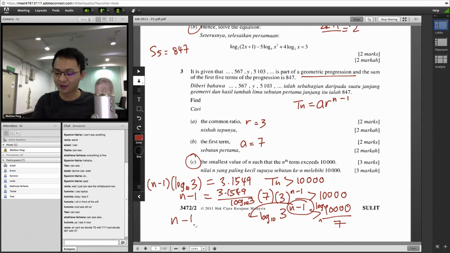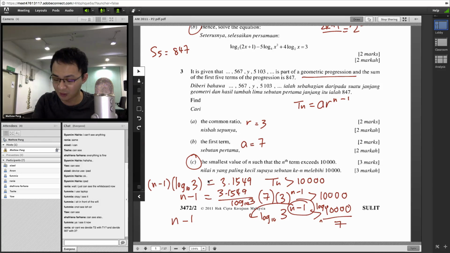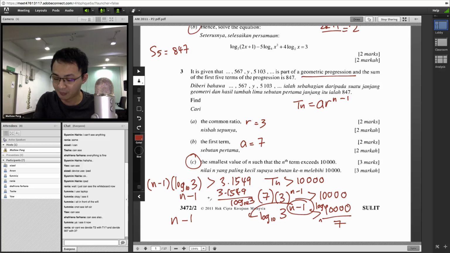It's not the equal sign. If you write the equal sign, then it's wrong already, because you should follow back the sign you have at the beginning. The sign actually is bigger. So this is divided by log 3, and you will get 6.61. So n is bigger than 7.71.